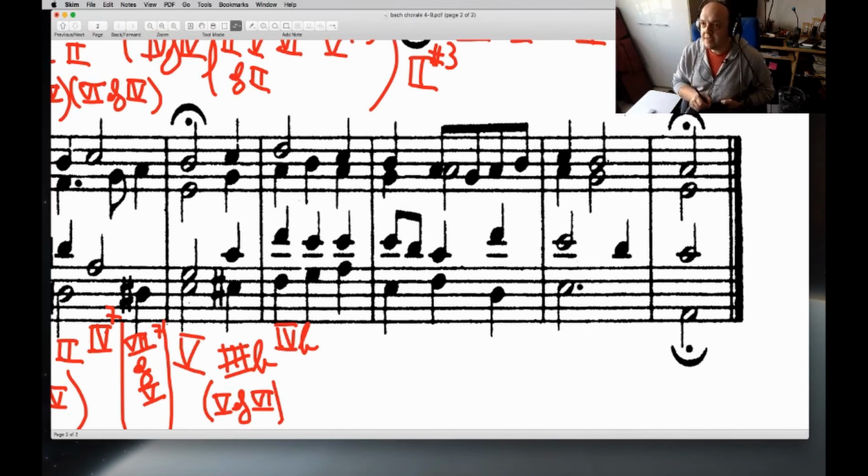So this is 5/7 in first inversion. 5/7 in first inversion. Yeah, that's the 7. That's the E. That's the leading note in the bass, rising to, and that's chord 1.